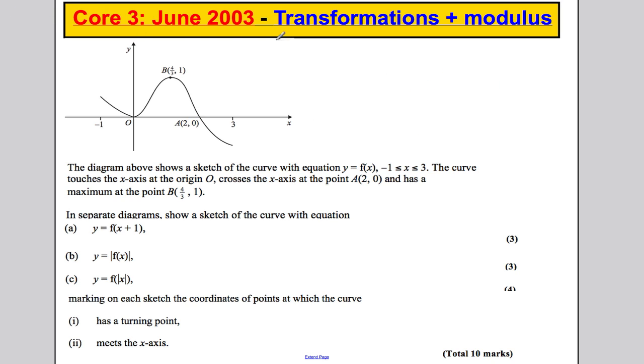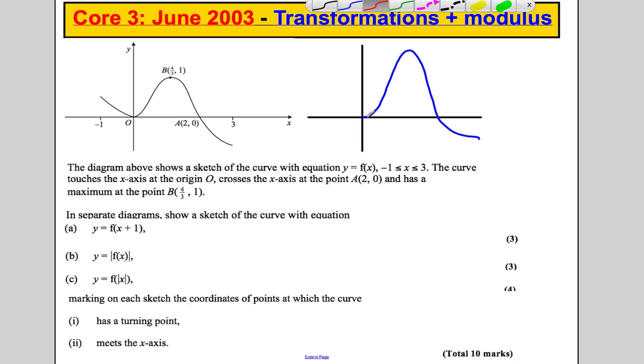Next question, f of mod x. Well, what you do for this, you draw out the f of x graph where x is positive. There. And then you reflect it in the x-axis. So you're going to reflect this in the x-axis as follows.